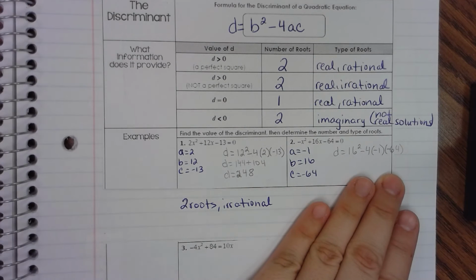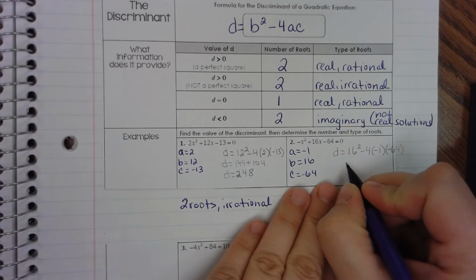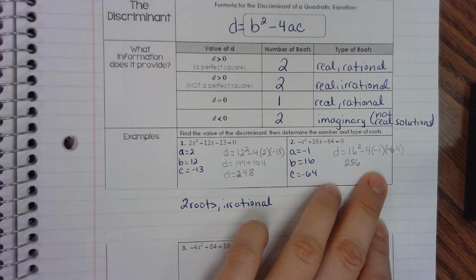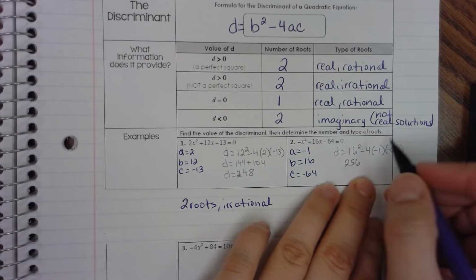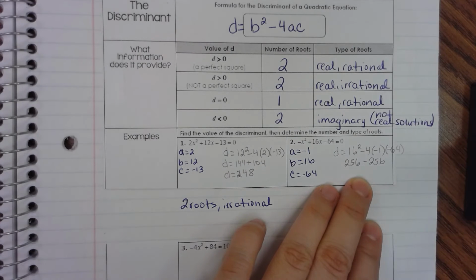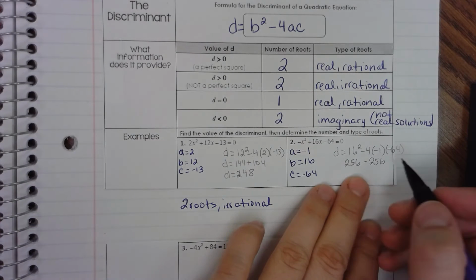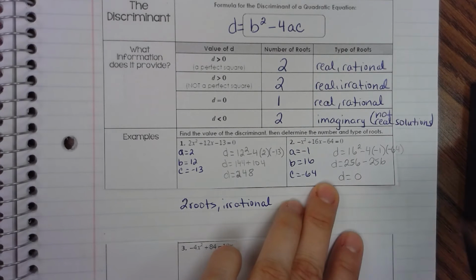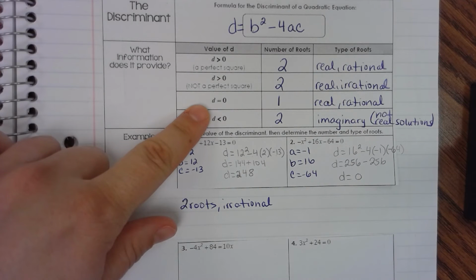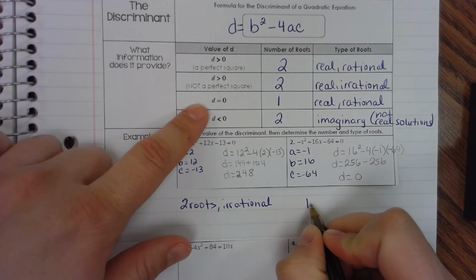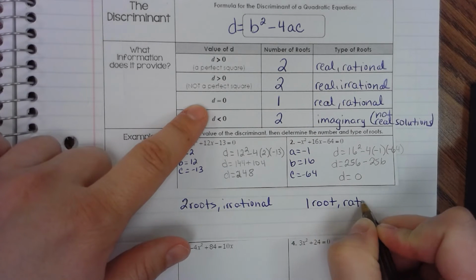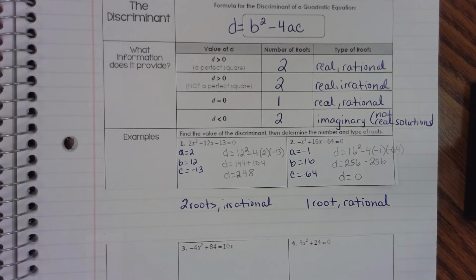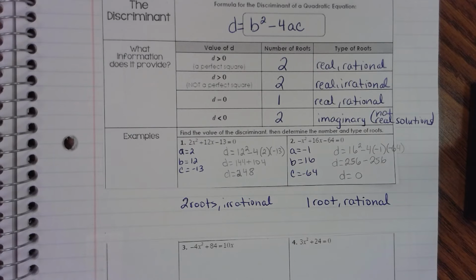And so 16 squared is 256. And then again, I'm going to multiply -4 times -1 times -64. And I get a -256. And so when I subtract these, I get that D is equal to 0. And on my chart, if D is equal to 0, that means that I have one root and it is rational. And right now we're not concerned about what exactly those roots are. We're just concerned about whether or not we have one or two solutions possible.